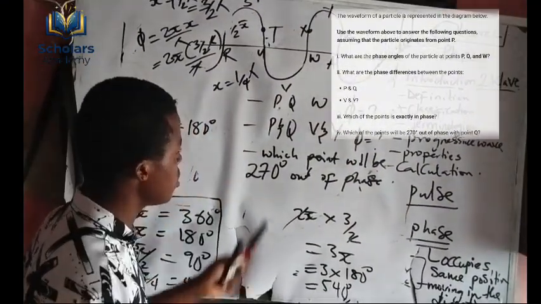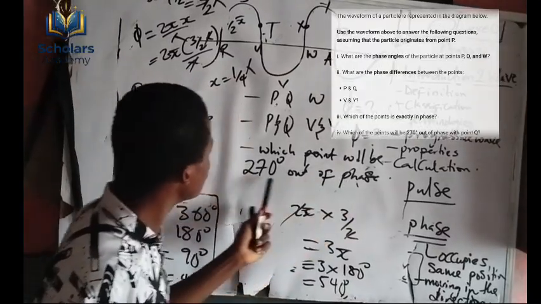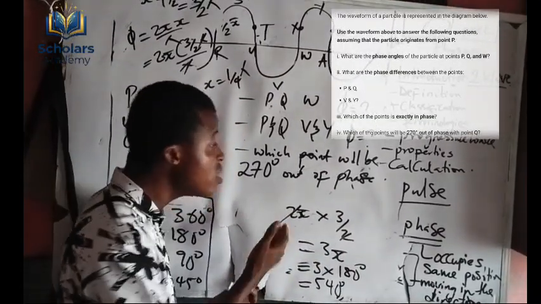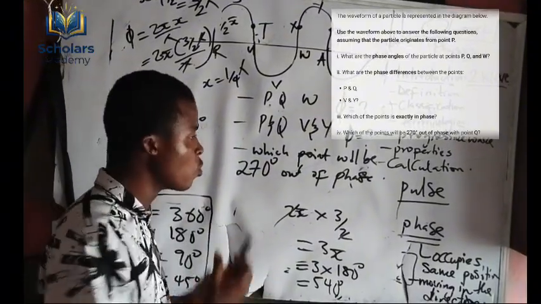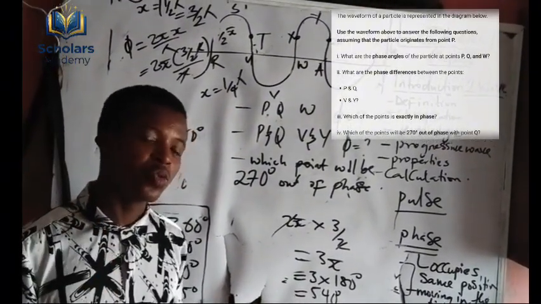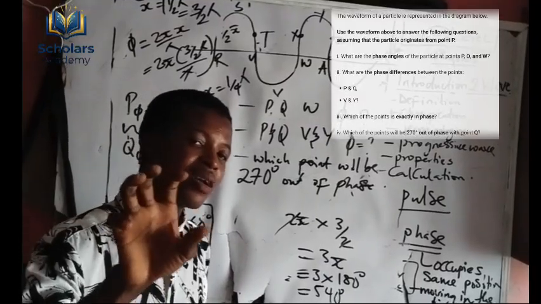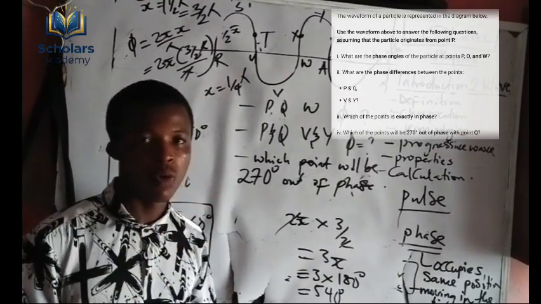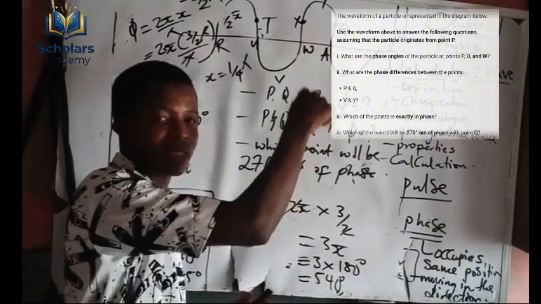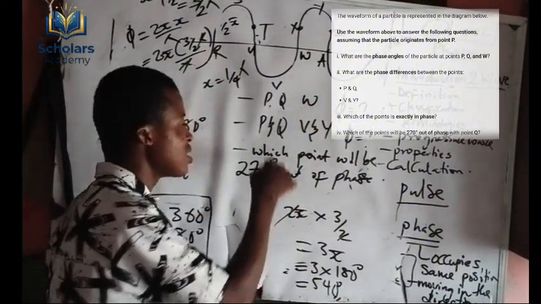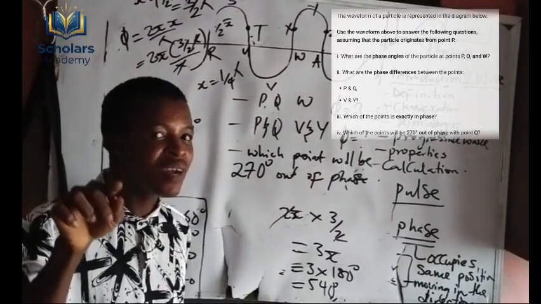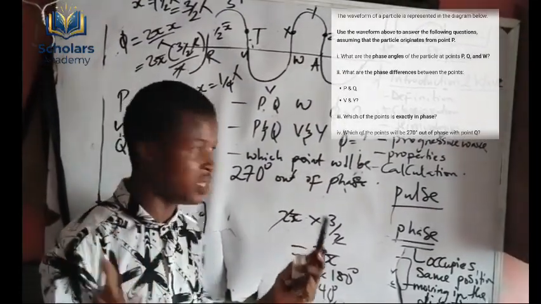Let's look at this next question. They say, which point will be 270 degrees out of phase? Now we're given the phase angle, but they want to know the particular point. What am I going to do? I'm going to get the displacement for that point. When we get the displacement, you will be the one to tell us the point. So you tell me in the comment section the point that is 270 degrees out of phase. With the wavelength, you will get that, and it will actually be easy for you.